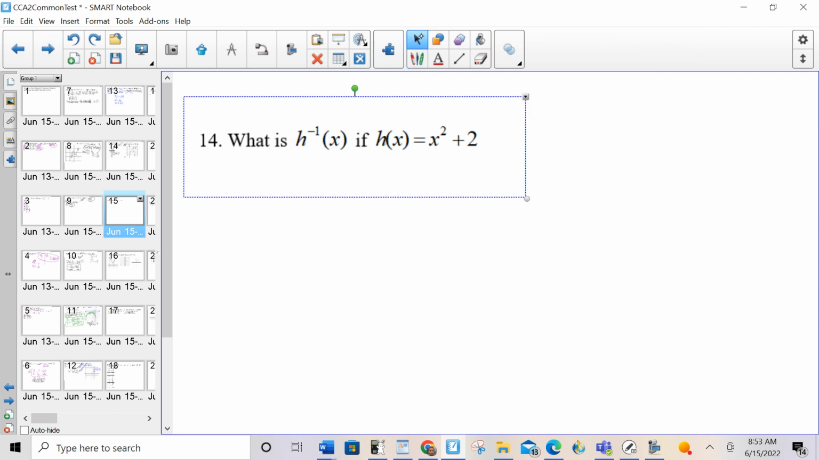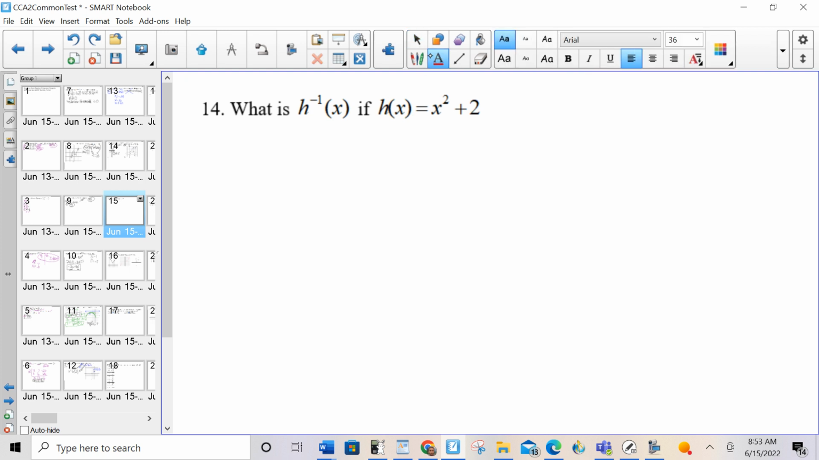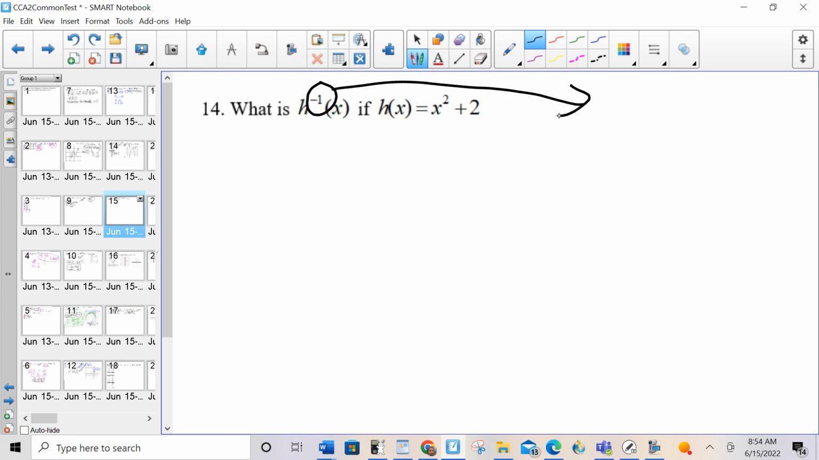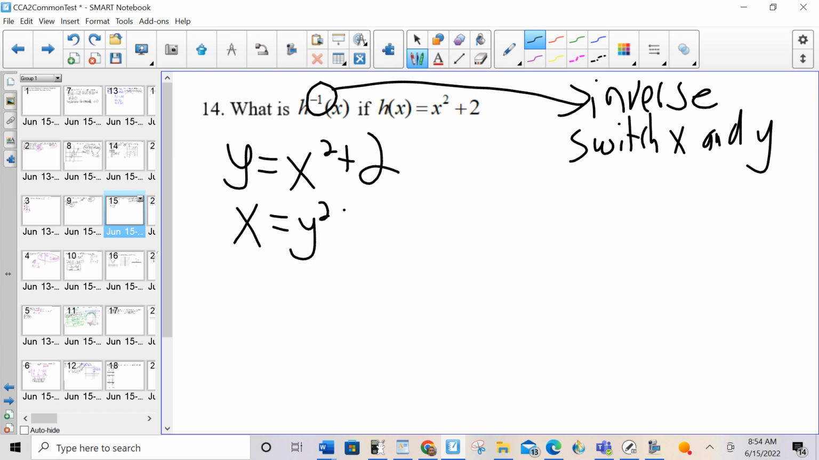Number 14. Now we're coming up to the point of the course where it's a lot of just little rules. You need to know what this symbol means. This is the symbol for inverse, and you need to know to find the inverse, we switch x and y. So I'm going to start by writing it as y equals, and to find the inverse, I switch x and y. Now I got to do some algebra.